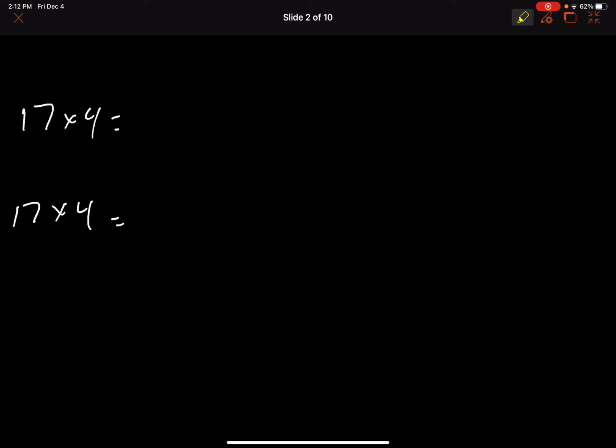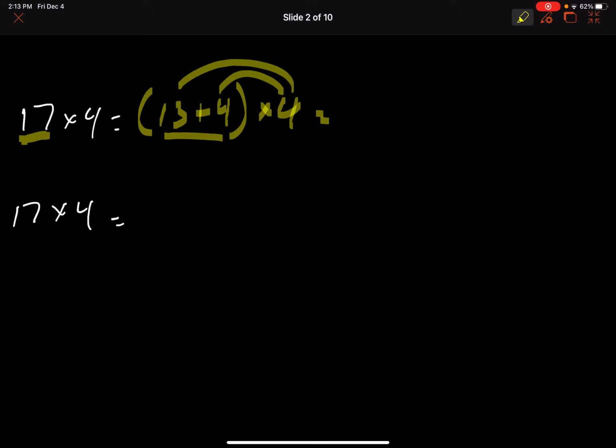Okay, so this is going to be called the distributive property. What I'm going to do is take this number here, 17, and break it up into smaller numbers. So here I'm going to do 13 plus 4, okay? Because smaller numbers are easier to deal with. And because this is still 17, I am going to have to multiply both of those numbers by 4 in order to have 4 times 17. So I can rewrite this as 13 times 4 plus 4 times 4.